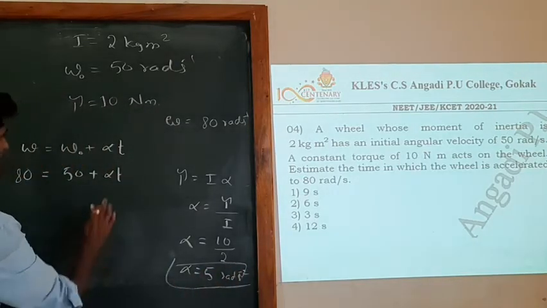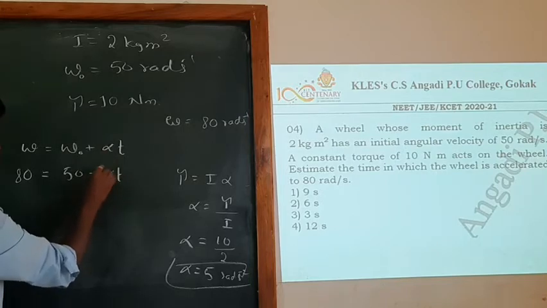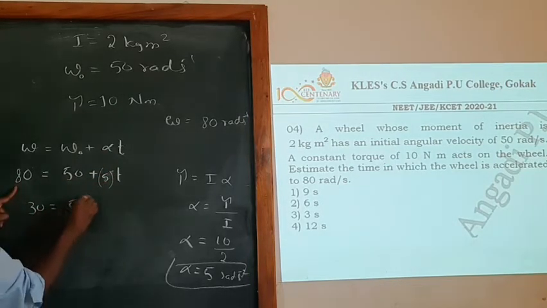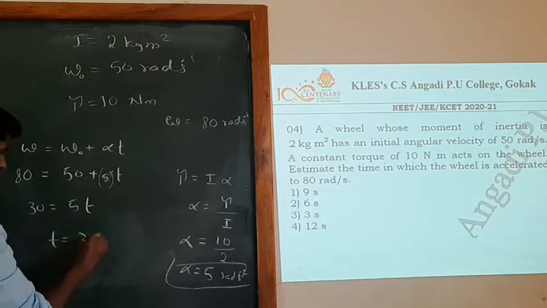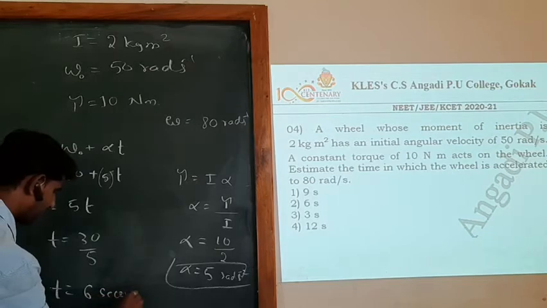Now we can substitute the value of alpha, which is 5, here. Then 80 minus 50 is 30, equal to 5t. Then t is equal to 30 divided by 5. So t is equal to 6 seconds. So this is our answer.